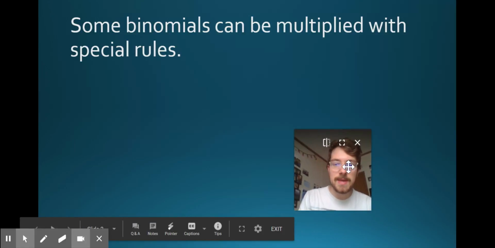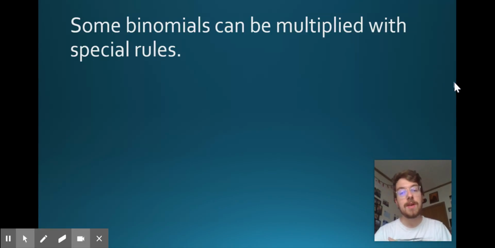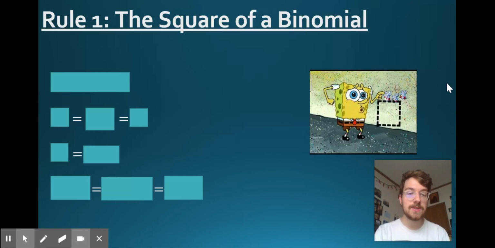Some binomials can be multiplied with special rules depending on what they are. Like last week, I gave you lots of tools and tricks to multiply binomials. This week, I'm going to give you two more that we're going to talk about today. And unlike last week, these will be ones that I highly recommend you use rather than an optional thing. So the first one I want to get into is a square of a binomial.